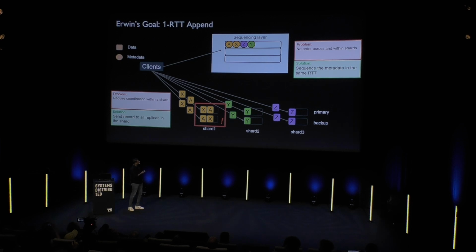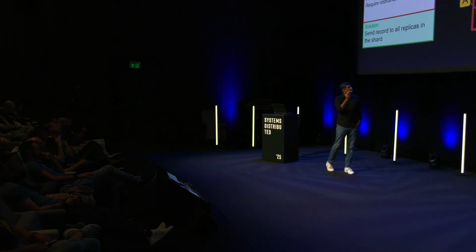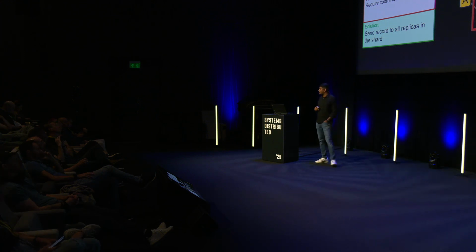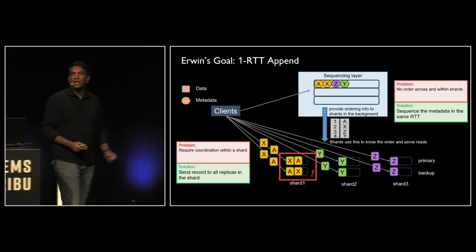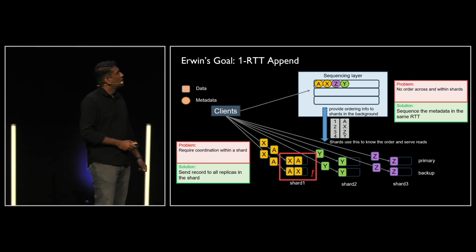So basically, you can use this information saying that the first slot is A, the second slot is X, the third slot is Z, and so on. You can take this information and pass it to the shards. And then the shards know that, OK, this is how I should arrange my local log, right?